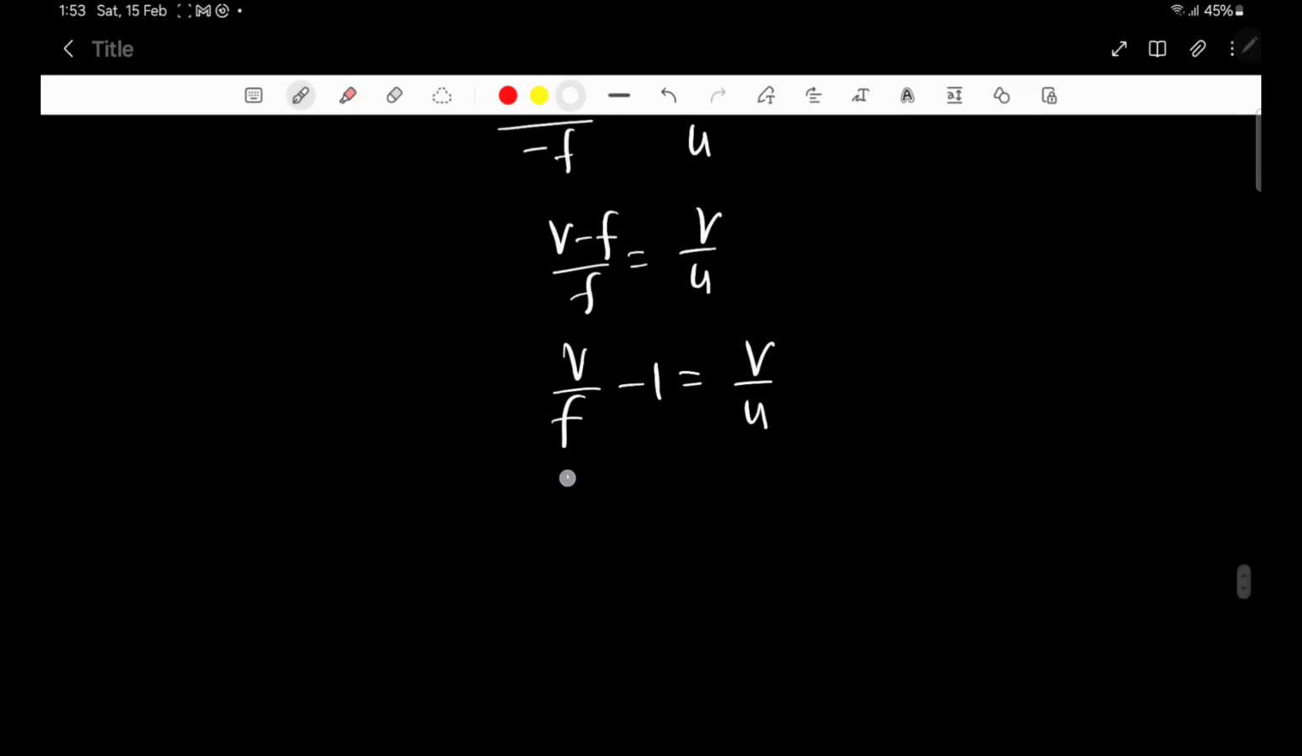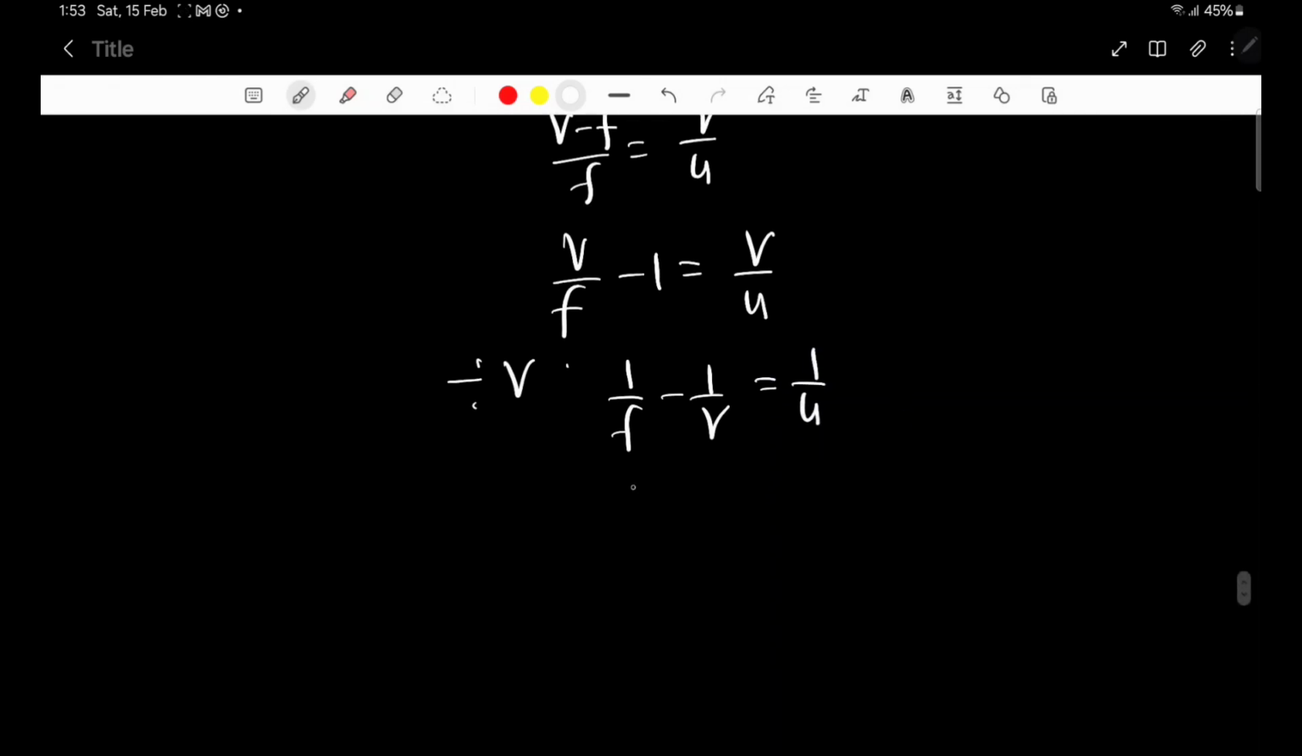So V by F minus 1 equals V by U. Divide the whole equation by V, so that you have 1 by F minus 1 by V equal to 1 by U. So what I got: 1 by F equal to 1 by V plus 1 by U. So we got the mirror equation.